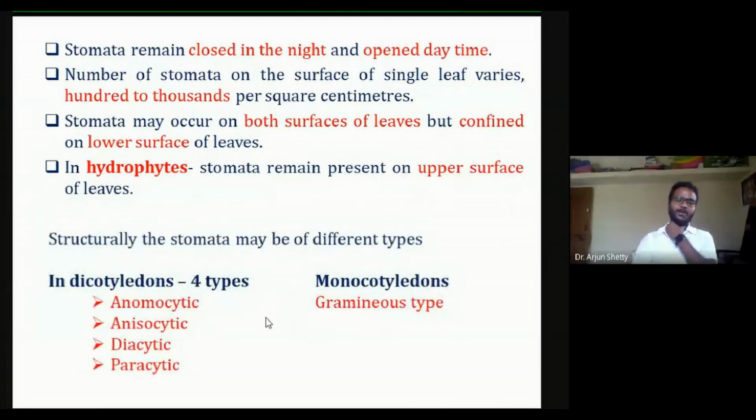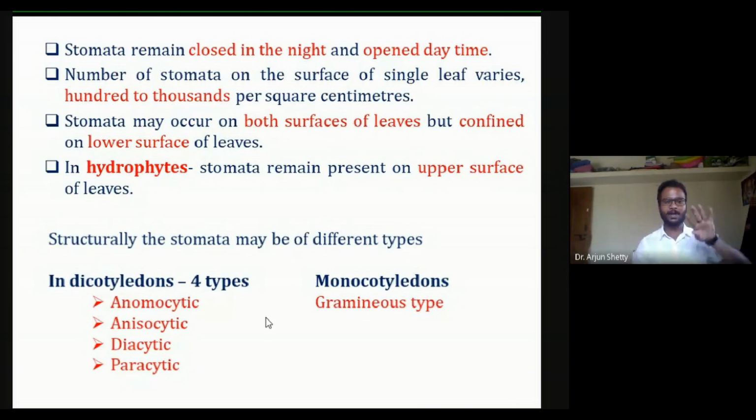Now, coming to the structural variation in the stomata, functionally all the stomata perform the same function, that is gaseous exchange. Structurally, we have got different types of stomata, and exclusively in the dicotyledons we are going to see four types of stomata: anamozytic, anisocytic, diacytic, and parasitic. Again, we'll repeat: anamozytic type of stomata, anisocytic type, diacytic stomata, and parasitic stomata.